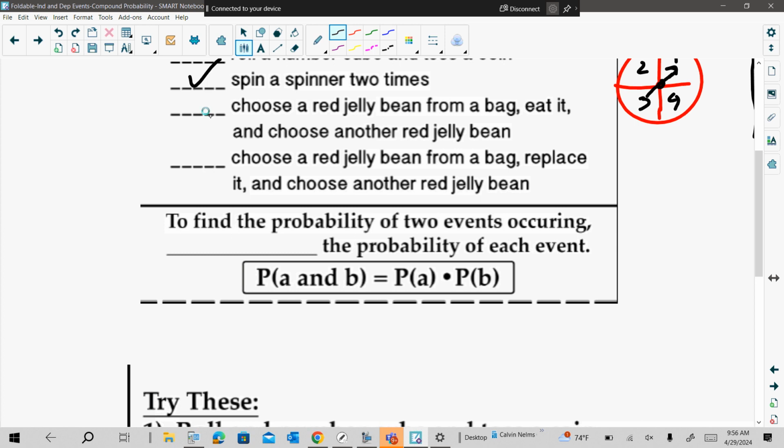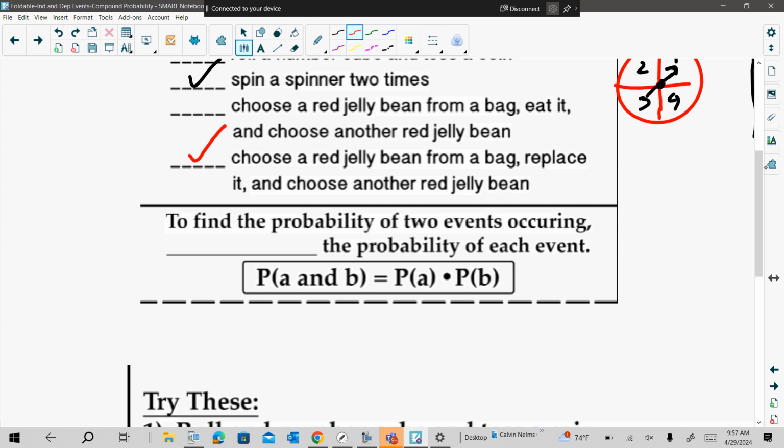What if I choose a red jelly bean from the bag, replace it, meaning put it back in the bag, and choose another red jelly bean? It's independent. This is still independent. What we're first going to ask you to determine is if it's independent or dependent.